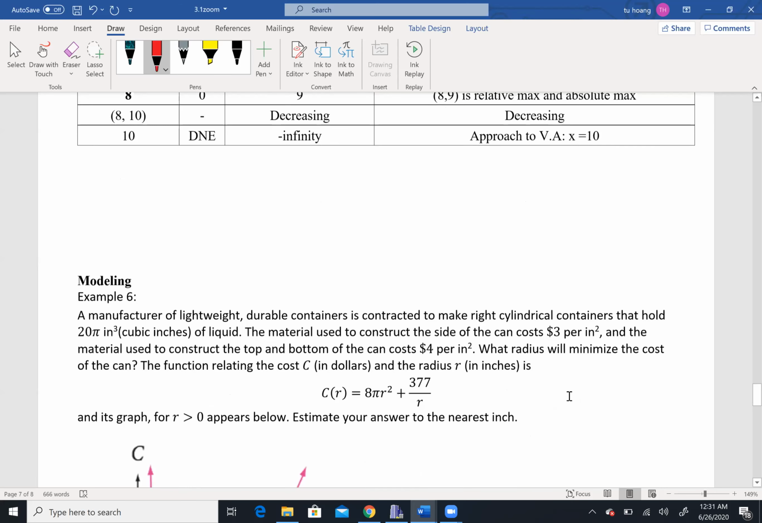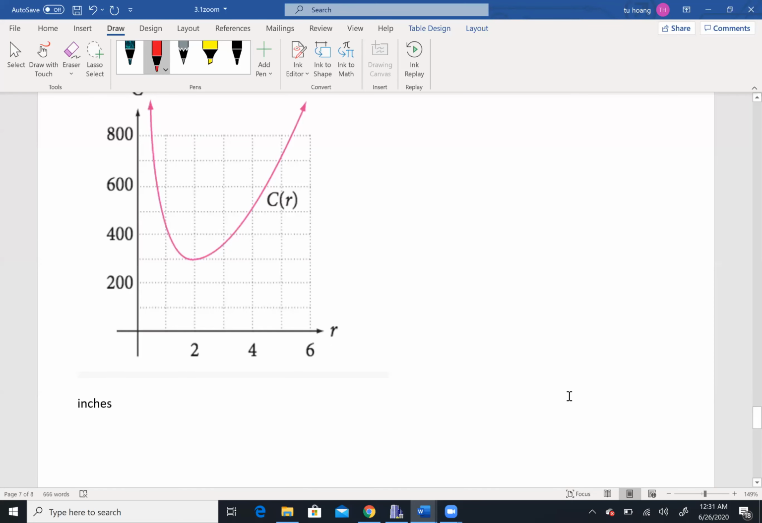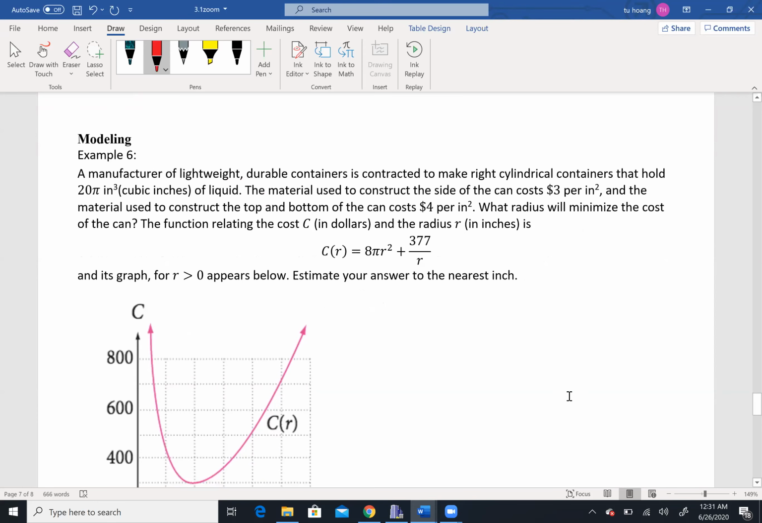Okay, so we have, let's see, only one modeling problem. Okay, so let me try to do this problem. This problem, example number 6, is very similar to one of the problems in the homework. So let's take a look at that.